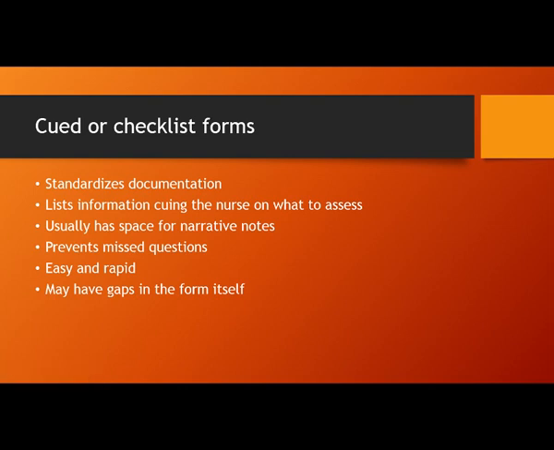The queued checklist form standardizes your documentation, and it also keeps the nurses on track, and it can sometimes remind you of what you need to do and maybe make the process faster. It prevents missed questions. Usually there is a space for the narrative notes, but there may be gaps in the form itself. Like the hospital may go along with a checklist, and then Joint Commission comes and tells the hospital, oh, you should have been assessing something, and then they weren't assessing.